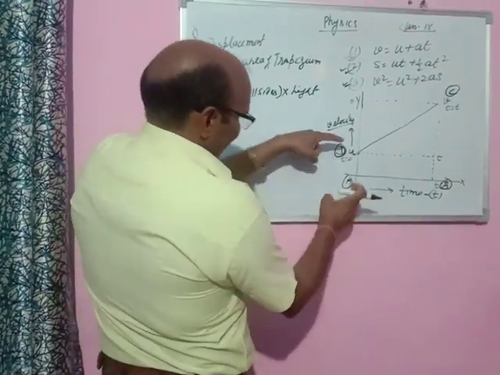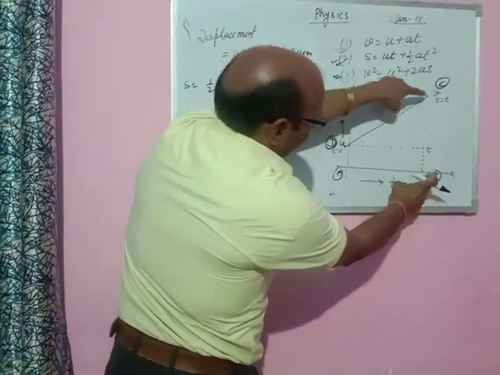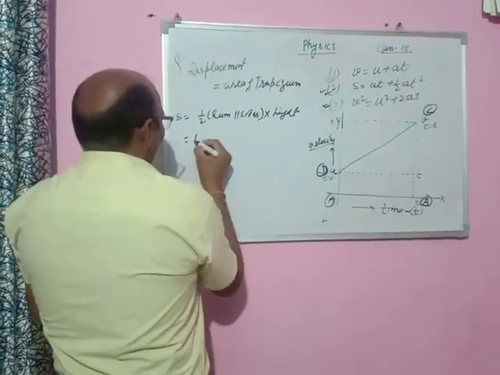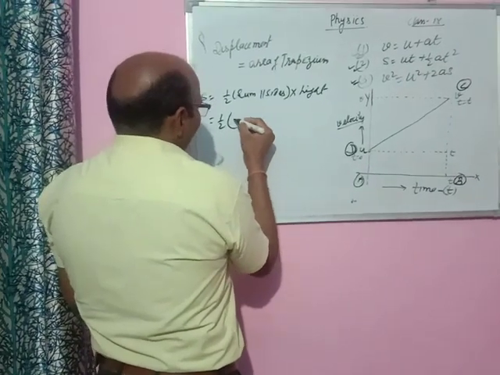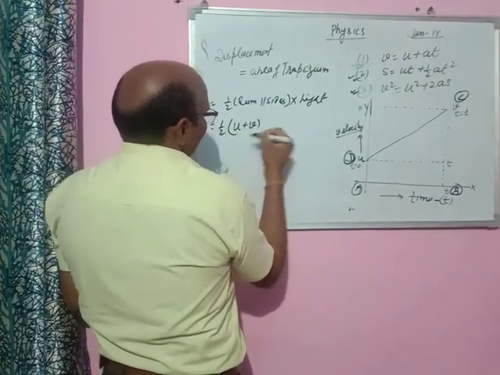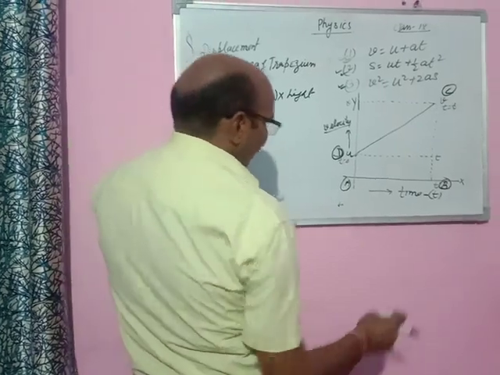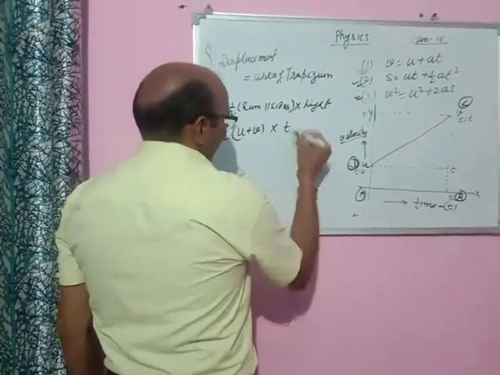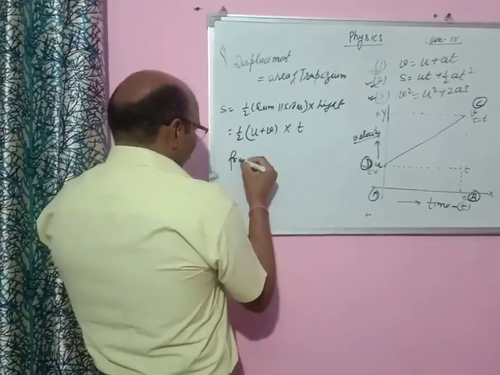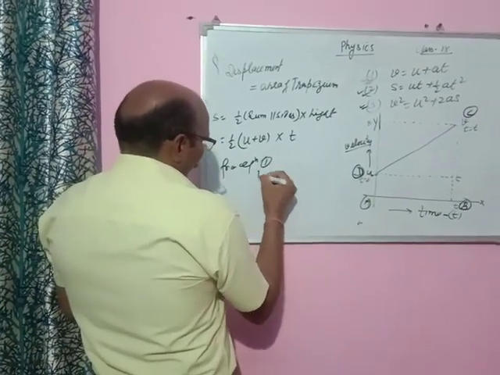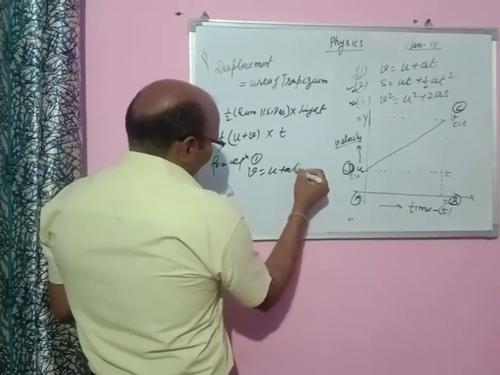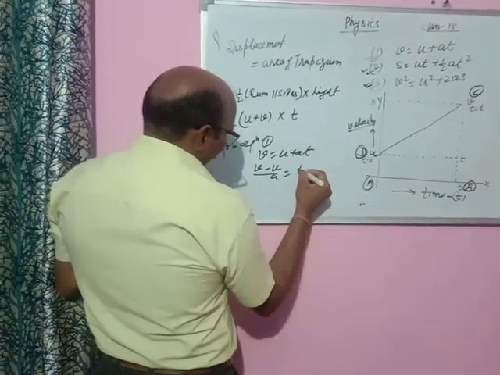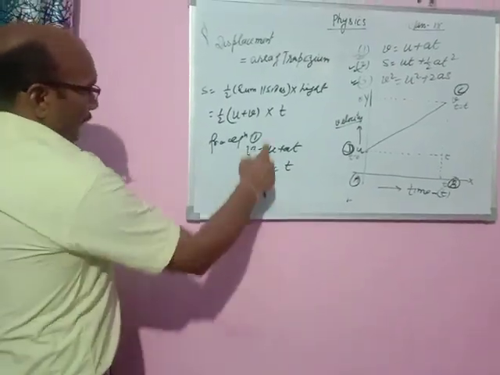Sum of parallel sides: this is u and this is v. These two sides are parallel. So this is now half into the sum of parallel sides, u plus v, multiplied by height. What is the height? Height equals t. Now again from equation number 1, v equals u plus at. So v minus u upon a equals t. So can I put the value of t here?